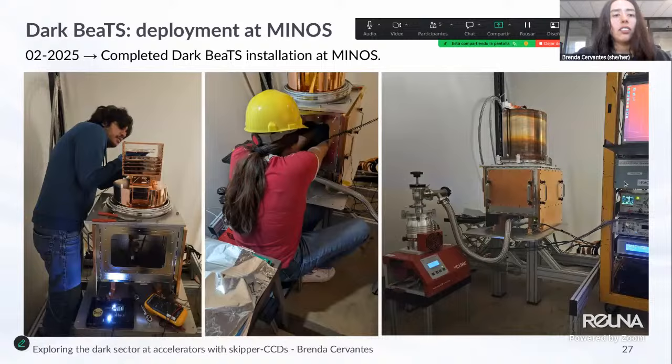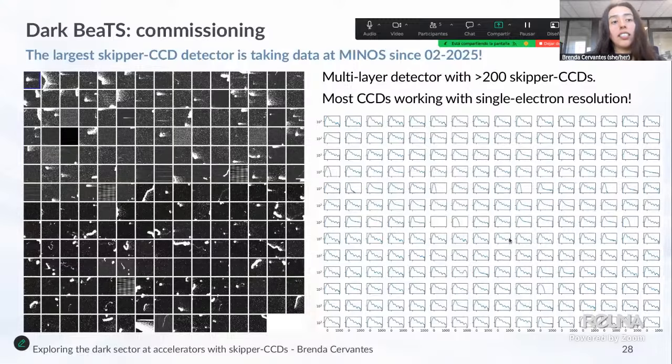Okay, so how is it going? We completed the installation of the DarkBits setup at MINOS actually last year. Here you can see a picture of my colleague Claudio and myself installing the detectors, installing the electronics, and this is how the final setup looks like. It turns out that it is again the largest skipper-CCD detector in terms of the number of channels that is actually operational, and it has been operational since last year.